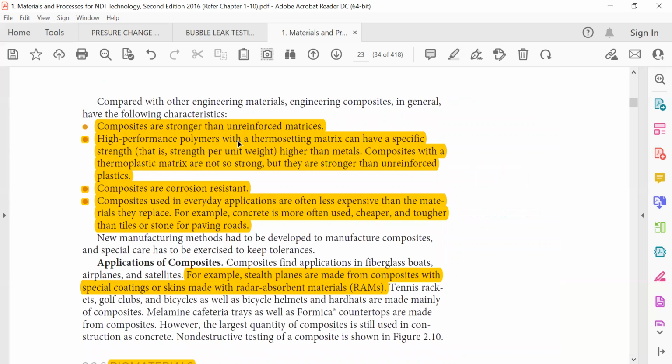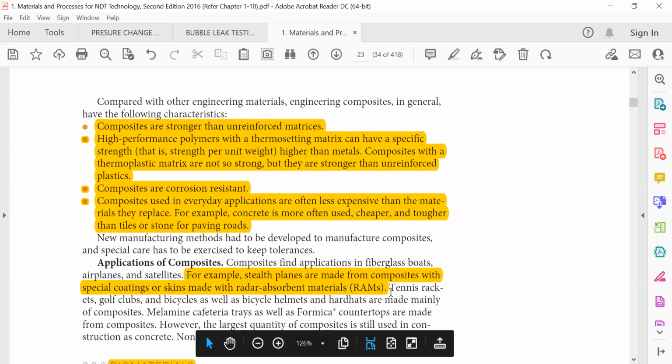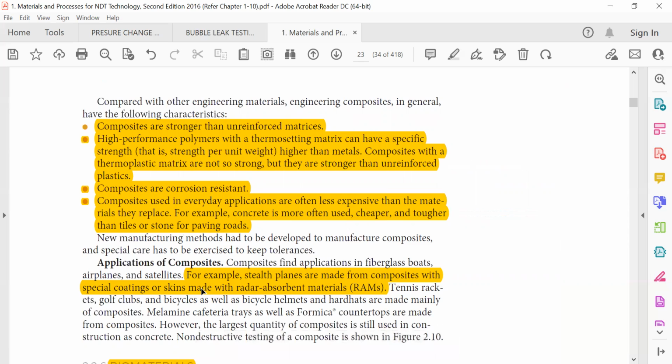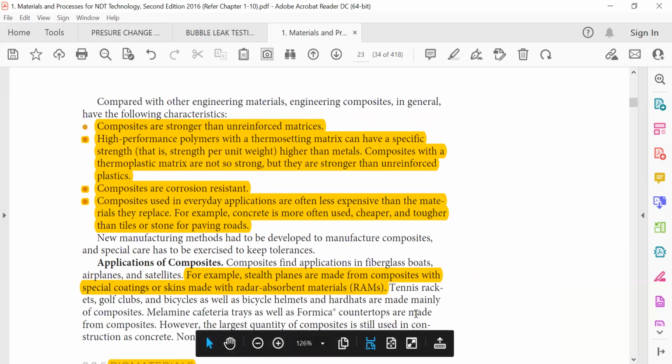Composites are stronger than unreinforced matrices. High performance polymers with a thermosetting matrix can have a specific strength, that is, strength per unit weight, higher than metals. Composites with a thermoplastic matrix are not so strong, but they are stronger than unreinforced plastics. Composites are corrosion resistant. Composites used in everyday applications are often less expensive than the materials they replace. For example, concrete is more often used, cheaper and tougher than tiles or stone for paving roads. For example, stealth planes are made from composites with special coatings or skins made of radar absorbent material, RAM.